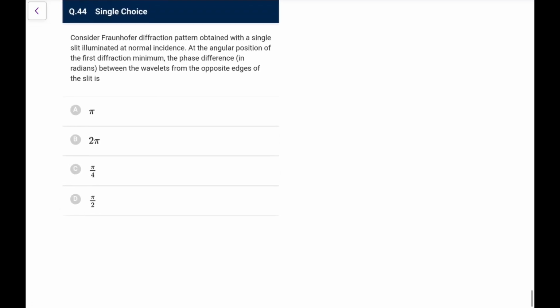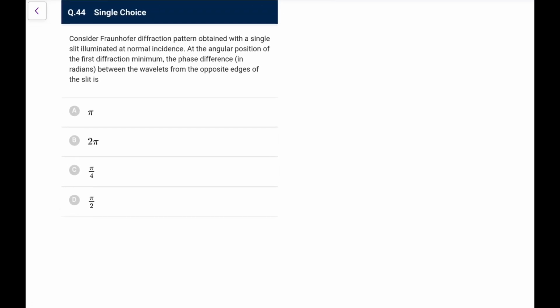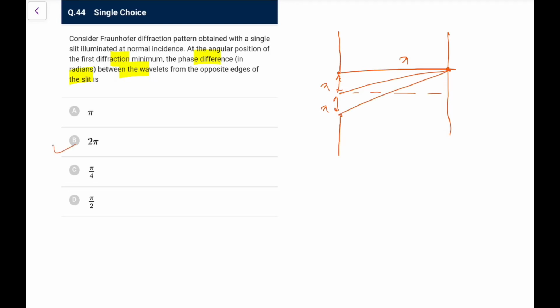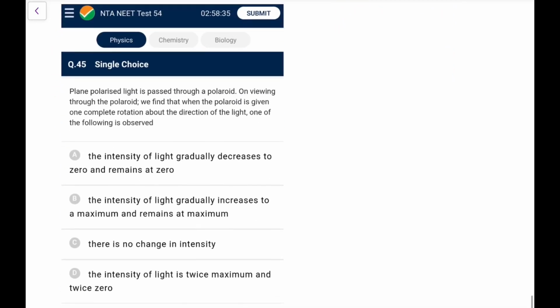Next again. Consider the Fraunhofer diffraction pattern obtained with a single slit illuminated at normal incidence. At the angular position of the first minima, what is the phase difference between the wavelets from the opposite edges? Now this is an interesting one. If you can recall, the first minima was explained using the fact that the source just below the mid and the source just below it have a phase difference of pi and get cancelled. So opposite edges mean this gap was pi, this gap will also be pi, so pi and pi will become 2 pi. That would be the answer. This question has already been asked in examinations. Don't go for pi, it would be 2 pi.